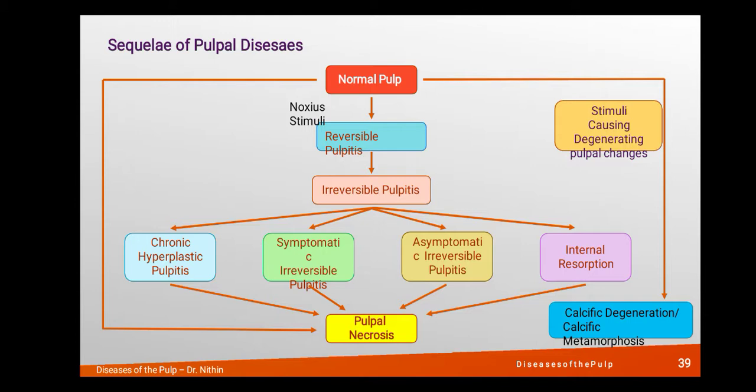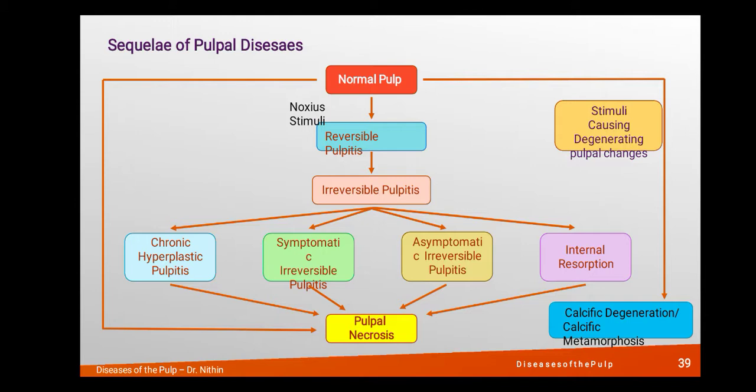Irreversible pulpitis is of further subtypes. It may be chronic hyperplastic pulpitis. It may be symptomatic irreversible pulpitis or asymptomatic irreversible pulpitis, or it may progress into internal resorption. And all of these can also lead to pulpal necrosis.